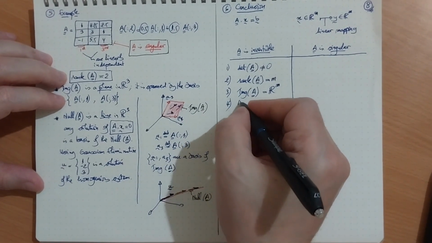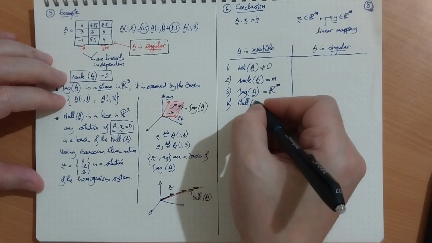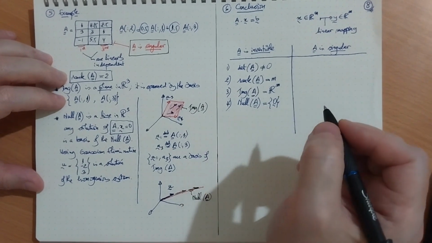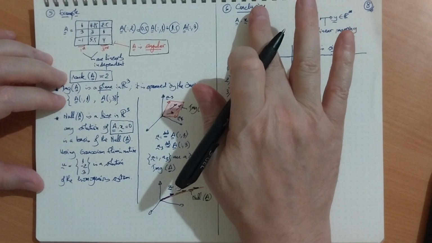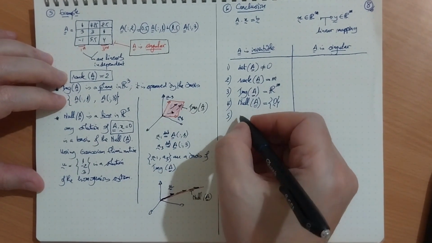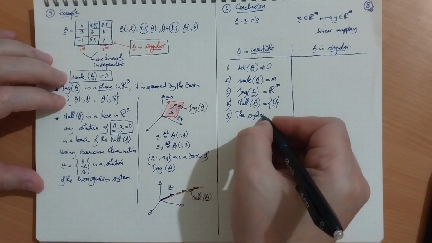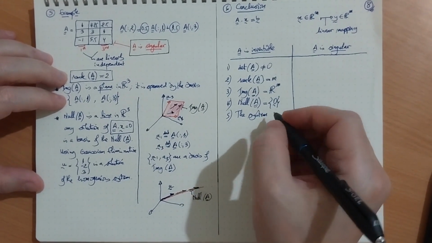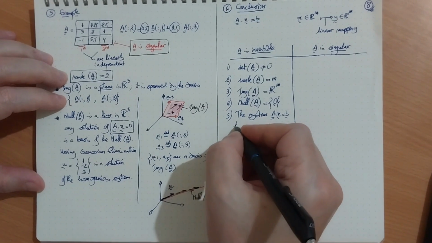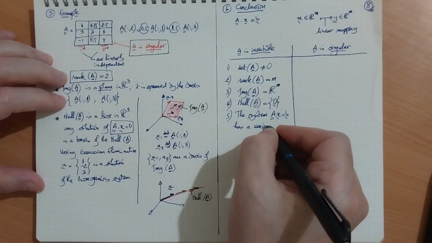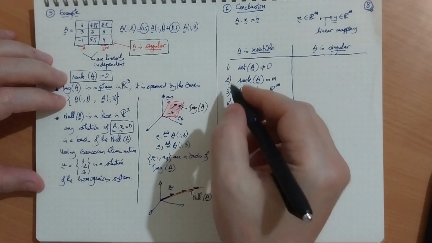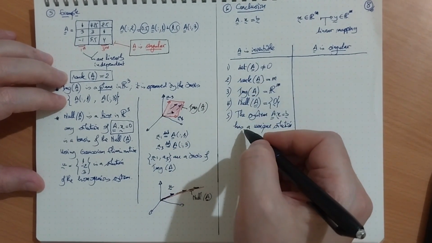And equivalently, the null space of A equals the singleton zero. The only solution of the homogeneous system, with B equals zero, is zero, a trivial solution, no other solution. And the fifth is that the system AX equal B has a unique solution. You can't find two solutions of the same system. It's impossible. And all these properties are equivalent.